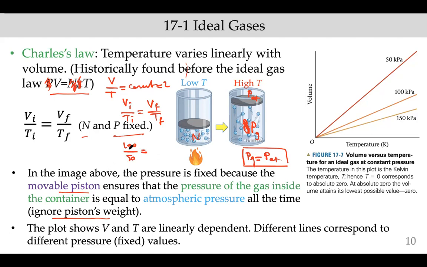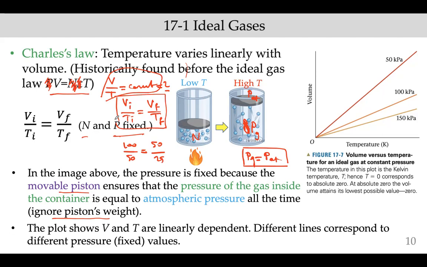Or if I decrease the volume by half, so the volume will now be 50, now T_f should also decrease by half, so it will be 25. Now 100 divided by 50 is 2. 50 divided by 25 is again 2. So whenever you have an equation like this, which is equal to a constant, you can always write an equation like this for initial and final cases.